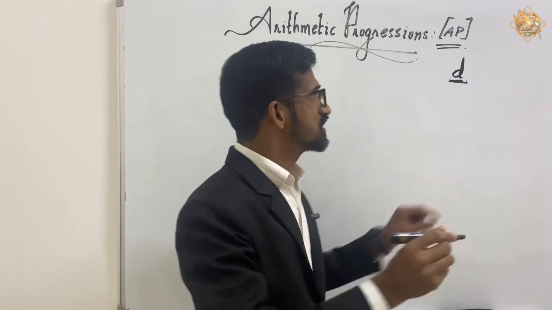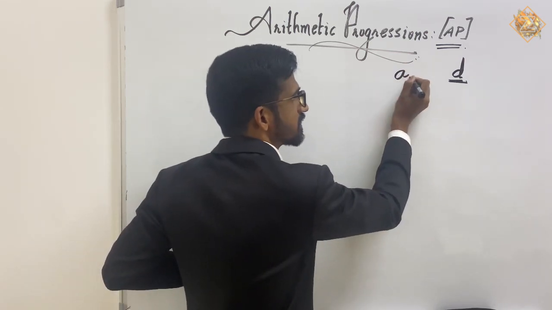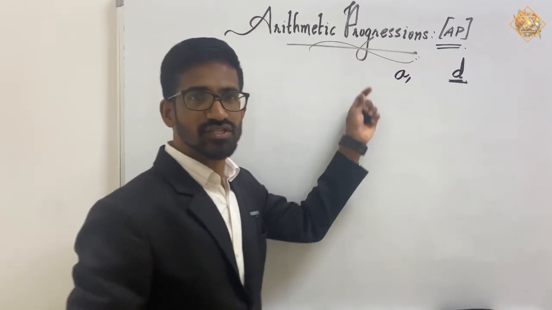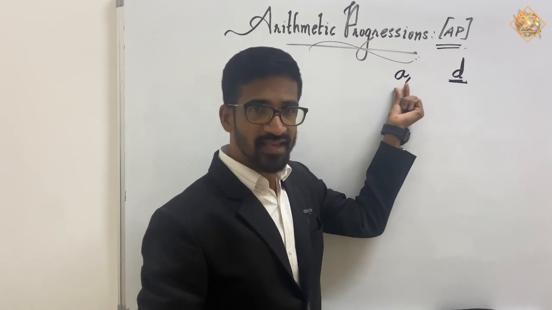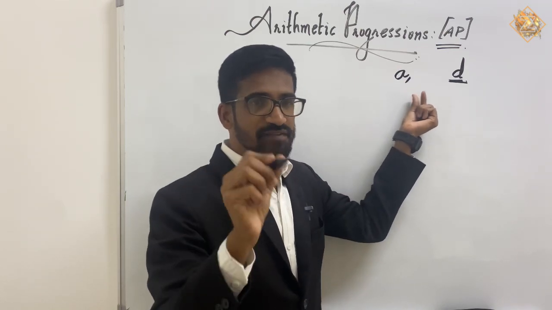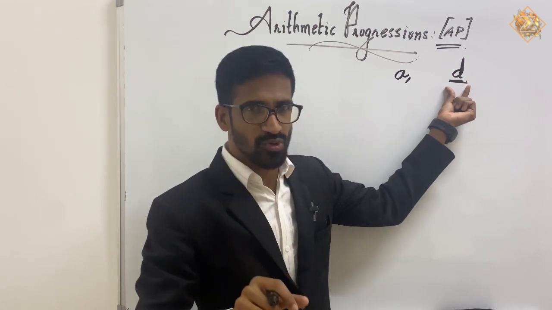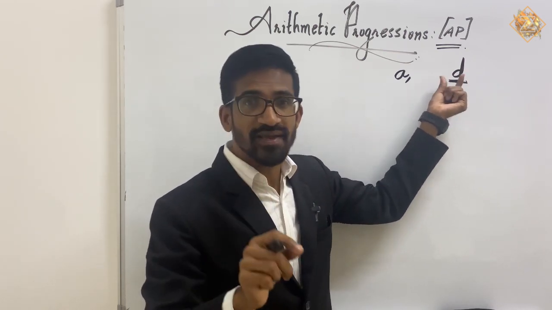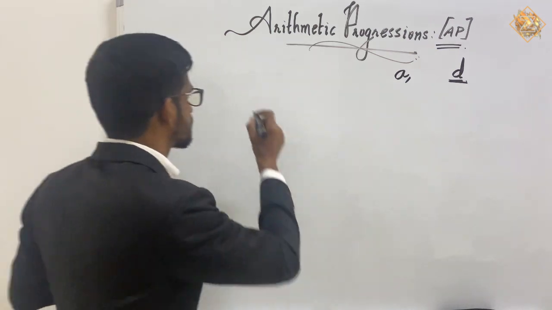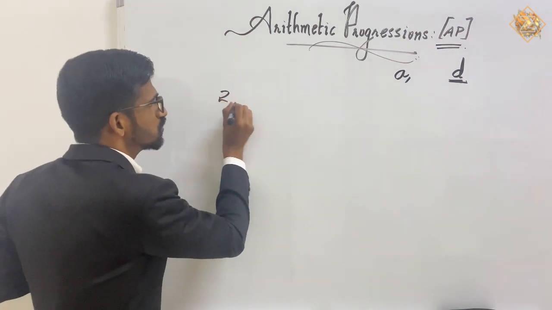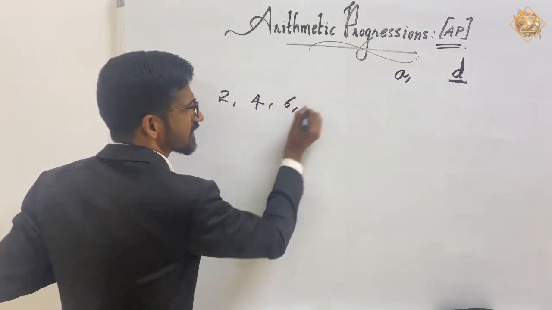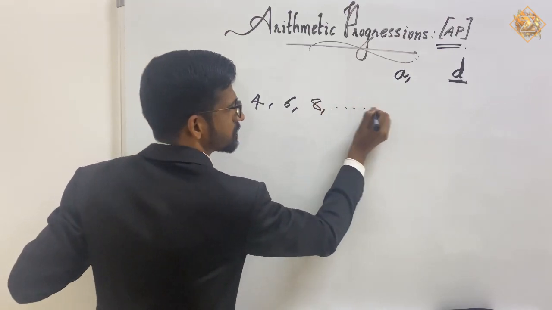The first term is denoted by the letter A. We usually denote the first term of an arithmetic progression by the letter A, and the common difference, the fixed number that we add to each preceding term to obtain an arithmetic progression, we denote by D. Taking an example for the arithmetic progression: 2, 4, 6, 8, etc.